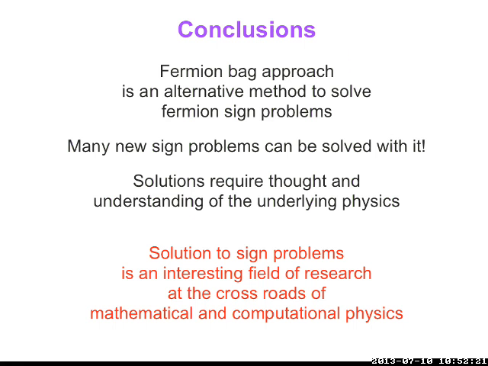Let me conclude. I believe that the fermion bag approach is an alternative method to solve some fermion sign problems. There are many new sign problems that can be solved with it. Solutions require thought and understanding of the underlying physics, and this is something that is not quite appreciated, but I think that solutions to sign problems is an interesting field of research in its own right. It is at a crossroads of mathematical and computational physics, and I think this community will definitely appreciate it, but unfortunately this needs to be advertised a bit more. Thank you.